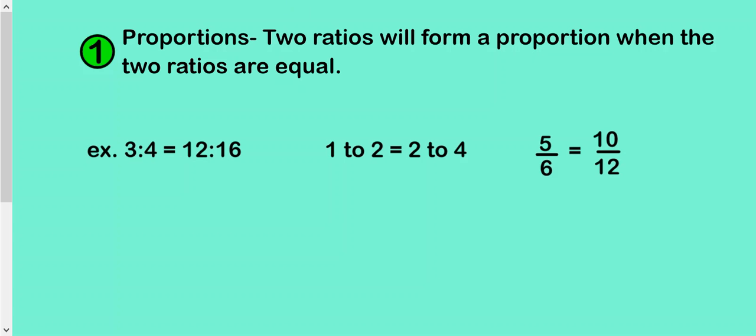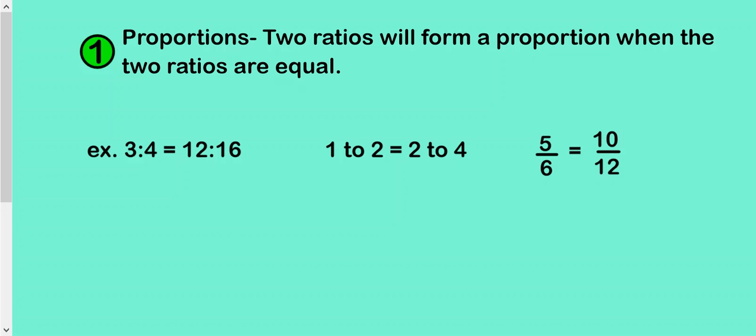And then here are some examples of different proportions. And again, a proportion is just when we have two equal ratios. So 3 to 4 is equal to 12 to 16. And we just multiplied this first 3 to 4 ratio by 4. And the second one, 1 to 2 is equal to 2 to 4. And then 5 to 6 is equal to 10 to 12. So go ahead and write these examples just so you have them to refer to in your notes.